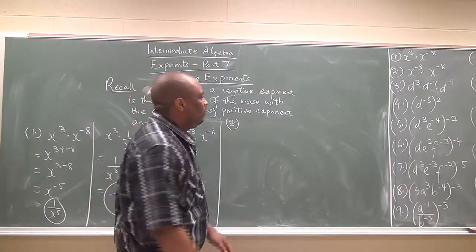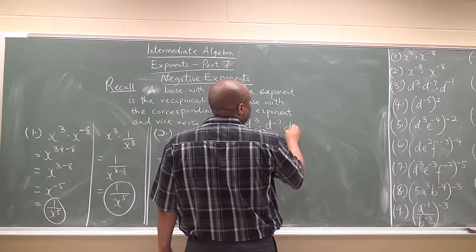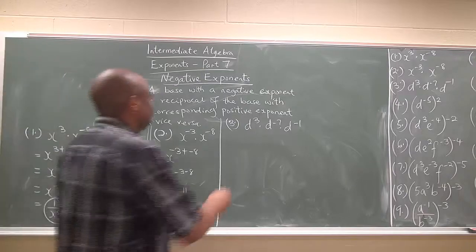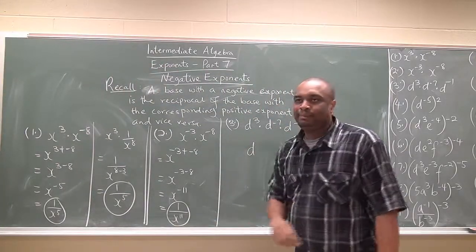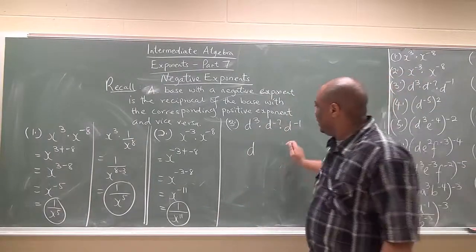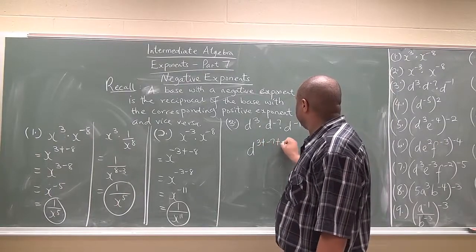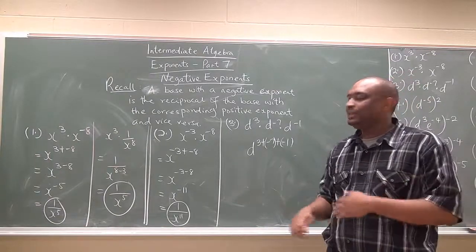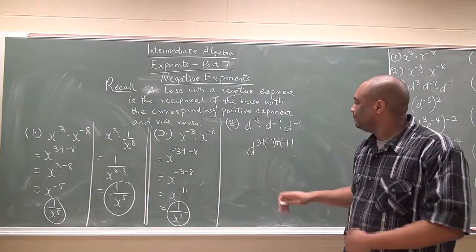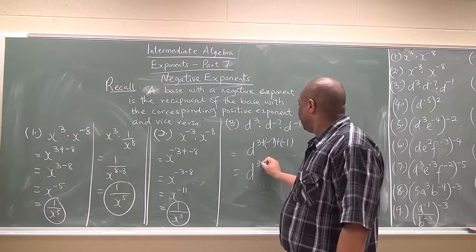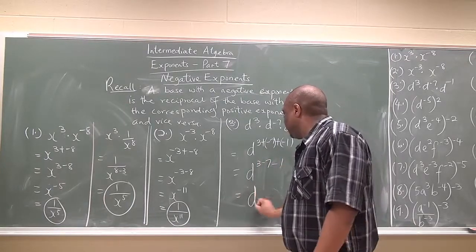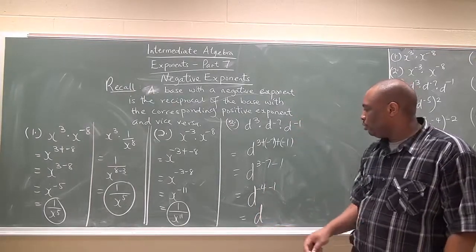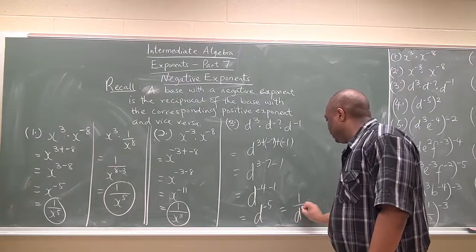Question 3. We have d cubed times d to the negative 7 times d to the negative 1. So of course, if they have the same base, bring down the base, and if they are multiplying, you just add the exponents. This is 3 plus negative 7 plus negative 1. If you want, you can put this in parentheses, but it does not matter. So this will be d to the 3 plus negative 7 is negative 4, plus negative 1 is negative 5, and that will give us 1 over d to the 5th.